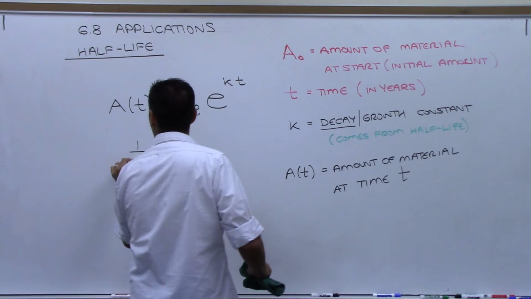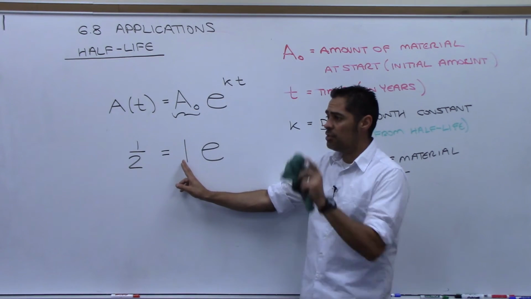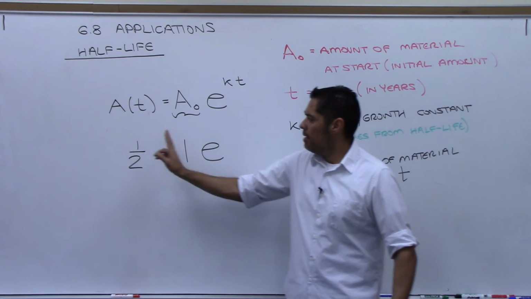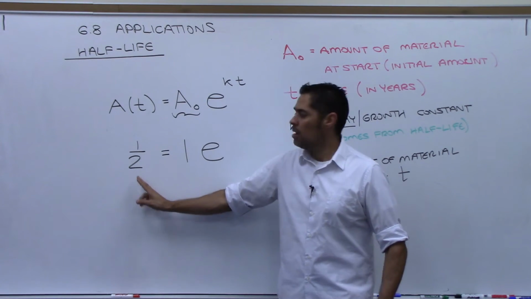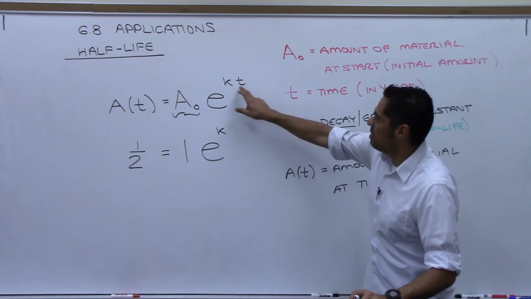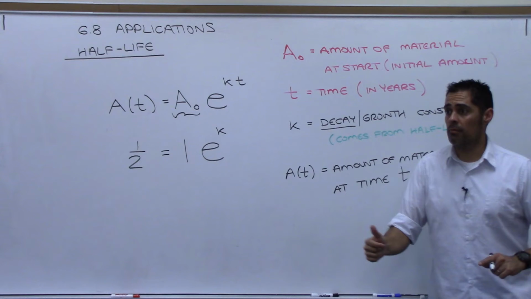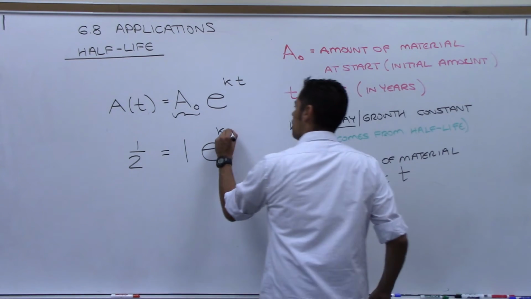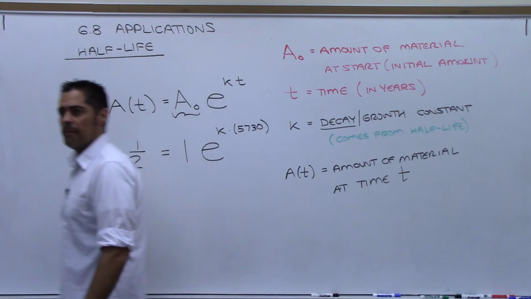Do you agree with the equation written like this? This means the amount I have there initially is 1, which is like 100%. This is how much is there after a certain amount of time. I want that to be half. e to the k times how much time does it take for me to have half for carbon-14, measured in years? 5,730, right? Do you see how that works?